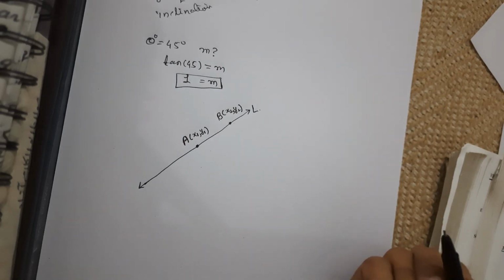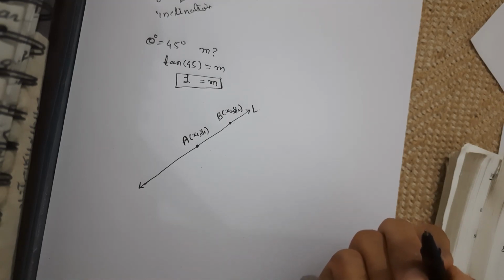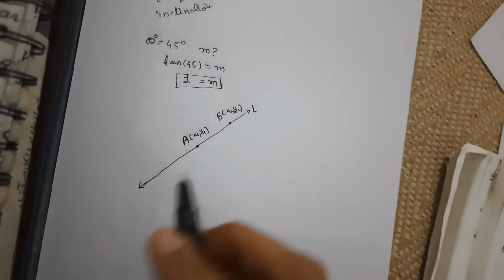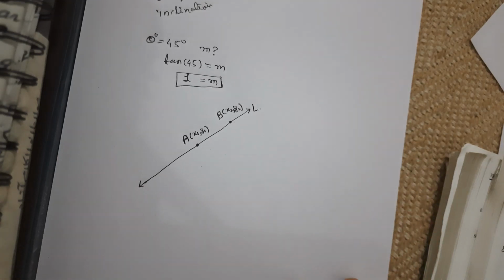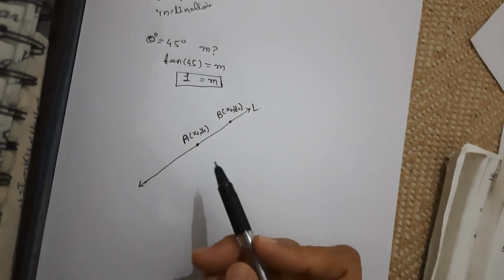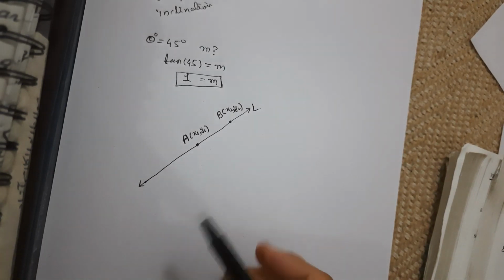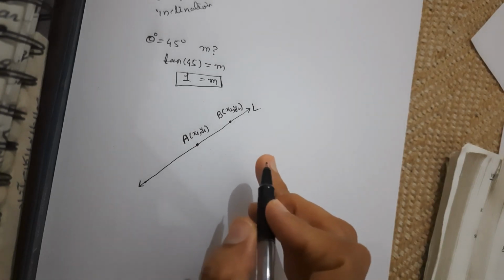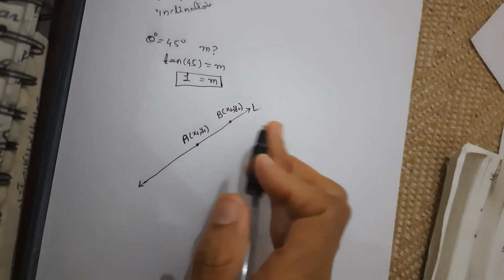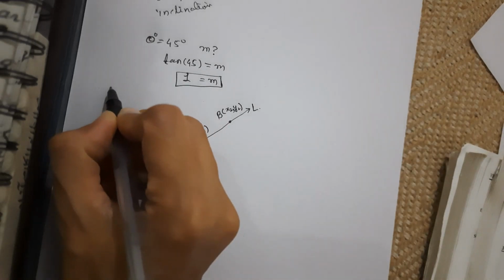Now I don't have the information on how to measure the angle of inclination, nothing is given about the angle of inclination. So how am I going to calculate the slope by using these 2 points' information? This is also called the 2 point formula for the slope.